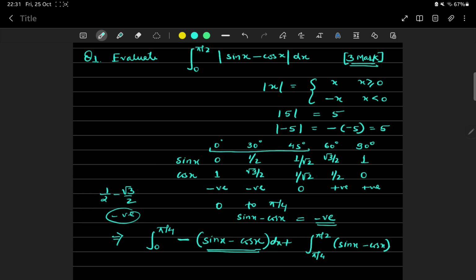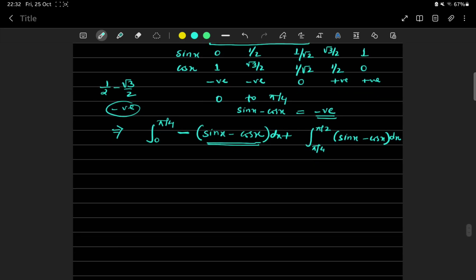So in this manner we have to break down this question. We have to break it down, limits from 0 to pi by 4 and pi by 4 to pi by 2. Now we can integrate it. Further we can rewrite this question as, 0 to pi by 4, you can write it as cos x minus sin x, multiplying this minus sign inside the bracket.